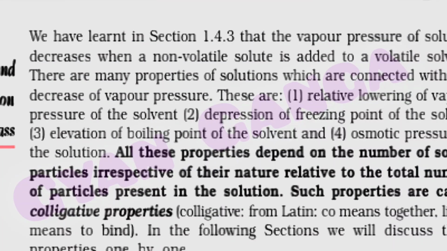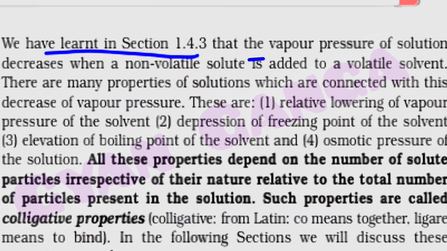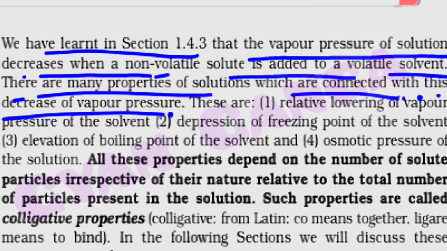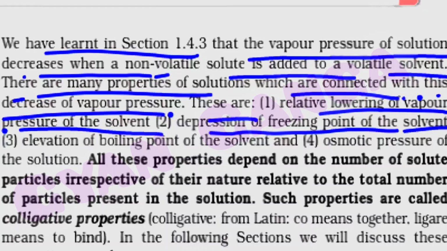Colligative properties and determination of molecular mass. We have learned in section 1.4.3 that the vapor pressure of a solution decreases when a non-volatile solute is added to a volatile solvent. There are many properties of solutions which are connected with this decrease of vapor pressure. These are relative lowering of vapor pressure of the solvent, depression of freezing point of the solvent, elevation of boiling point of the solvent, and osmotic pressure of the solution.